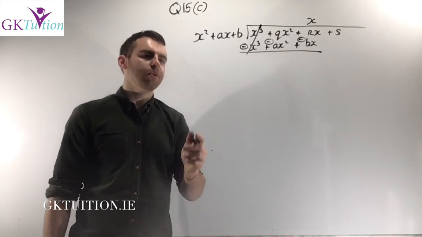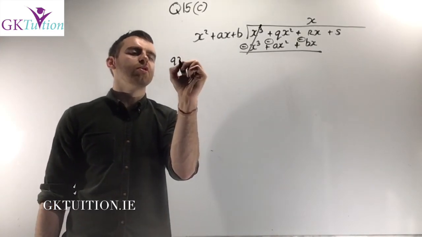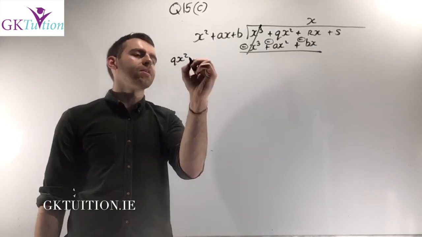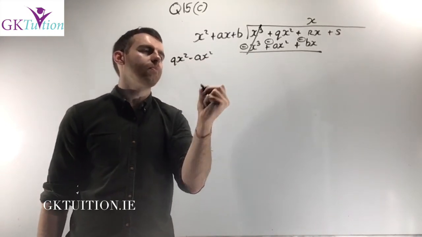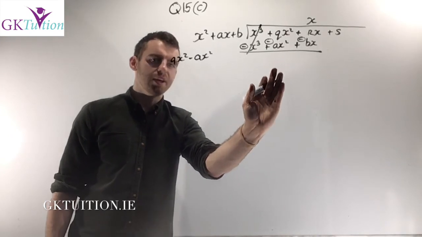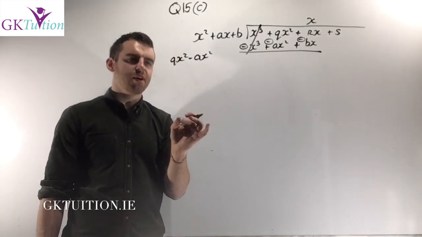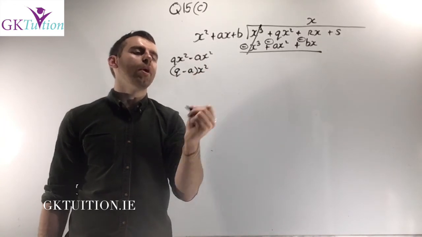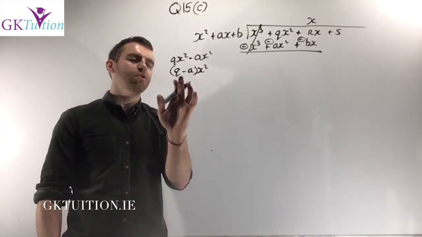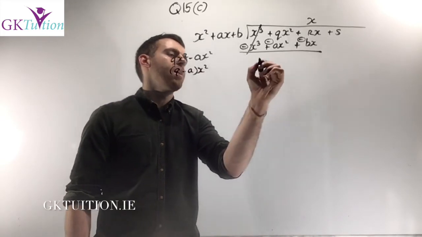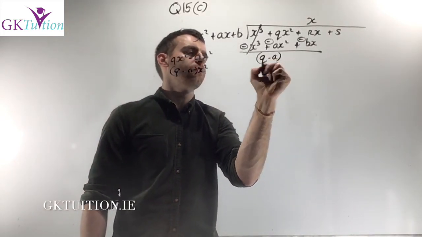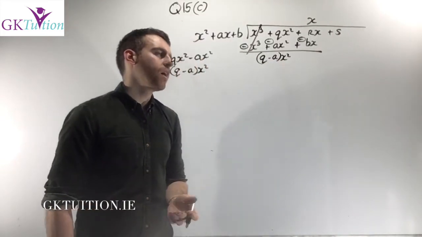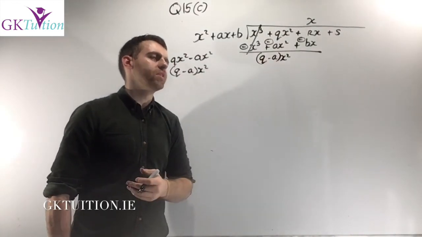When you get to the point where you have things that aren't like terms, you should do it out in your rough work. I have qx squared minus ax squared. The way that I want to write this down here is I want to factorize out what's common. The term that is common is x squared. So I could write qx squared minus ax squared as q minus a times x squared. And life will be made a lot easier for us if we write it like that. I can follow the same logic here with the coefficients of x.